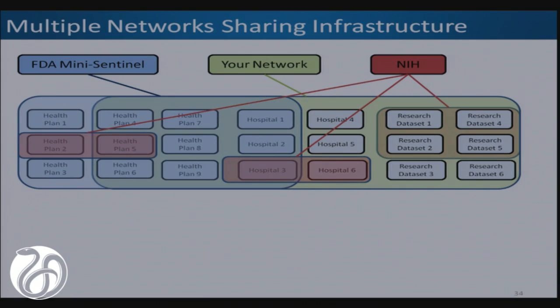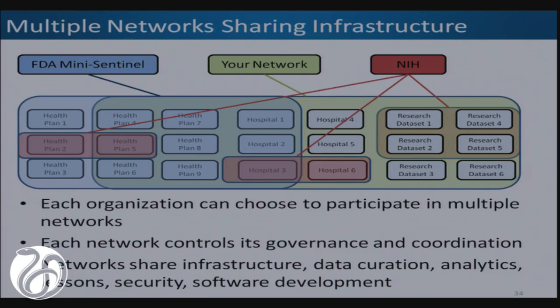And you could have a bunch of other networks. You could make your network here. So the logic of this is every organization could choose to participate in multiple networks. Each network can control its own governance, because we talked a lot about governance. Who should have access and what should their responsibilities be? But on the other hand, the networks could amortize the not small costs of infrastructure development, data curation, libraries of analytics, and a whole array of things could be amortized over the whole operation.